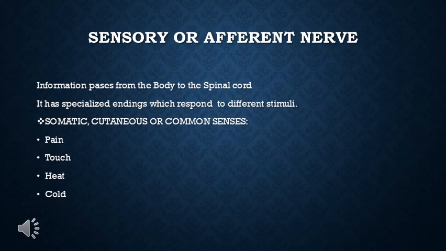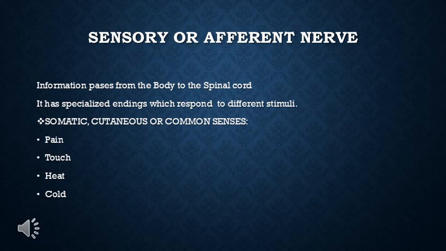What is in it? There is pain, touch, heat, cold. There are some categories over here. Somatic, cutaneous and common senses include pain, touch, heat, cold. But there is no kind of sense for the posture and the balance.